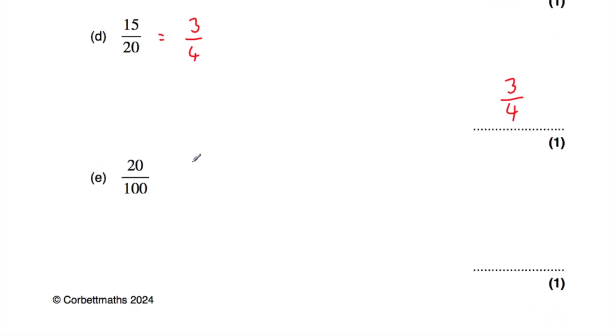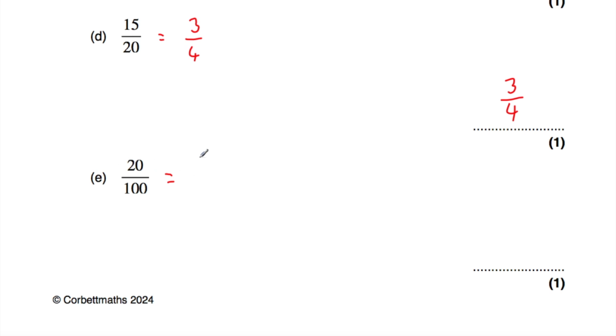Okay, next, part E. Part E, we've been asked to simplify 20/100. If we've been asked to cancel down 20/100, you could divide both of them by 20 to begin with, and that would be fantastic if you can spot that. If I had 20/100, I probably would just divide by 10 to begin with, because they both end in 0. I know they're both multiples of 10.